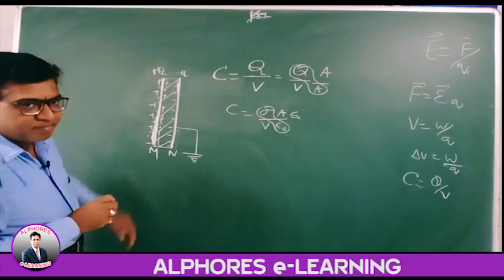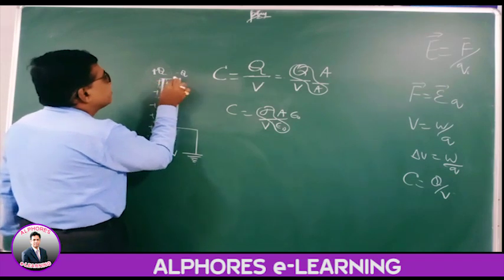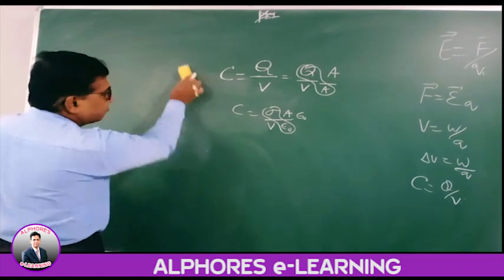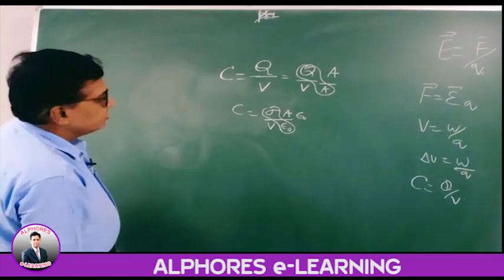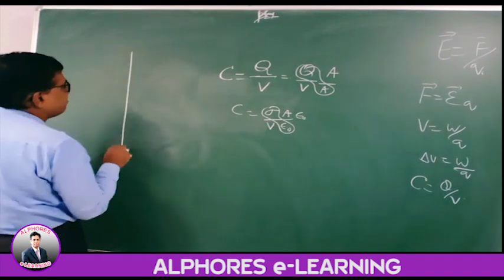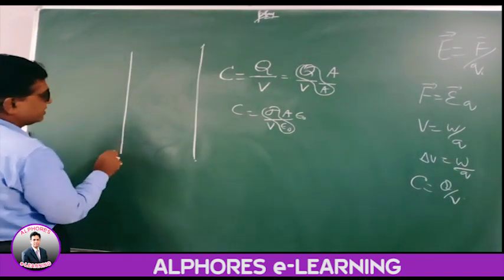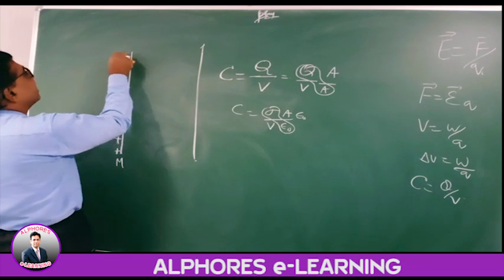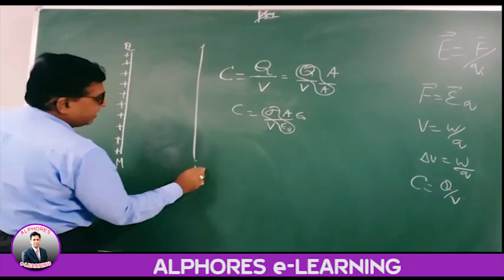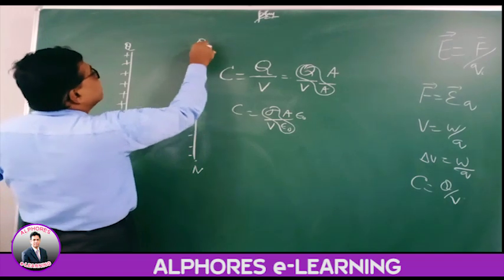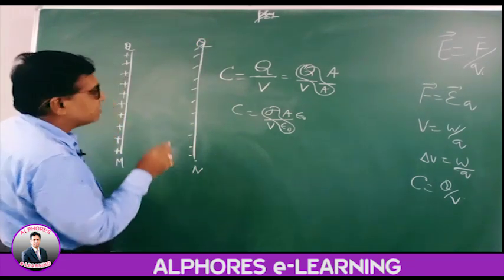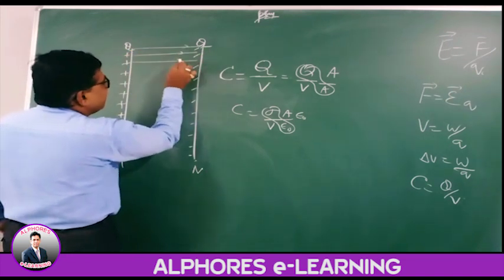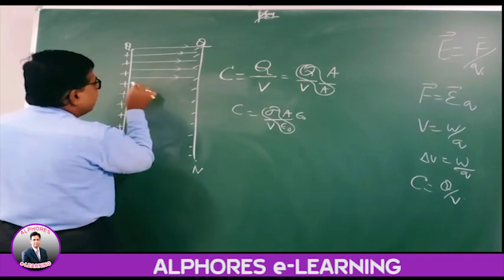In a parallel plate capacitor, let me consider the electric field between the plates. Suppose I consider two parallel plates like this. This is plate M, given a charge capital Q. This is plate N, in which negative charge minus Q is induced. Between the plates of a capacitor, a uniform electric field is set up, with parallel electric lines of force.